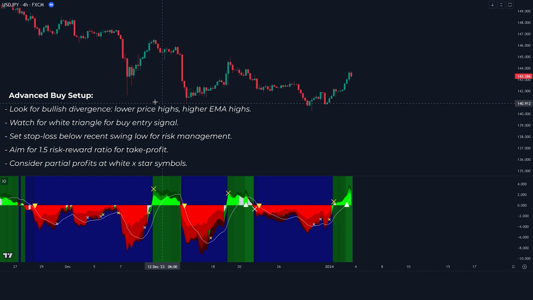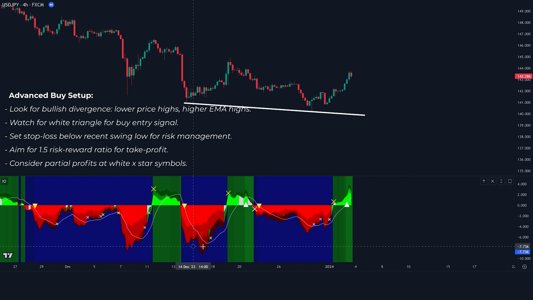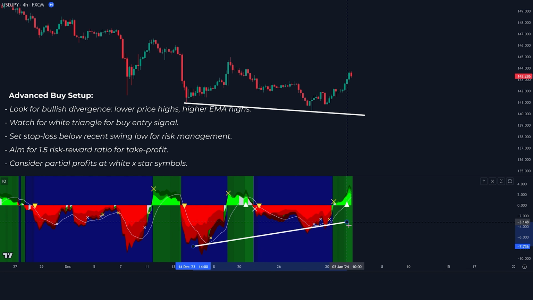For the advanced buy setup, we first watch out for bullish divergence. Here, we observe that the price forms lower highs and lower lows, while the Ichimoku Oscillator EMA makes higher highs. This scenario presents a potential opportunity to consider entering a long position.